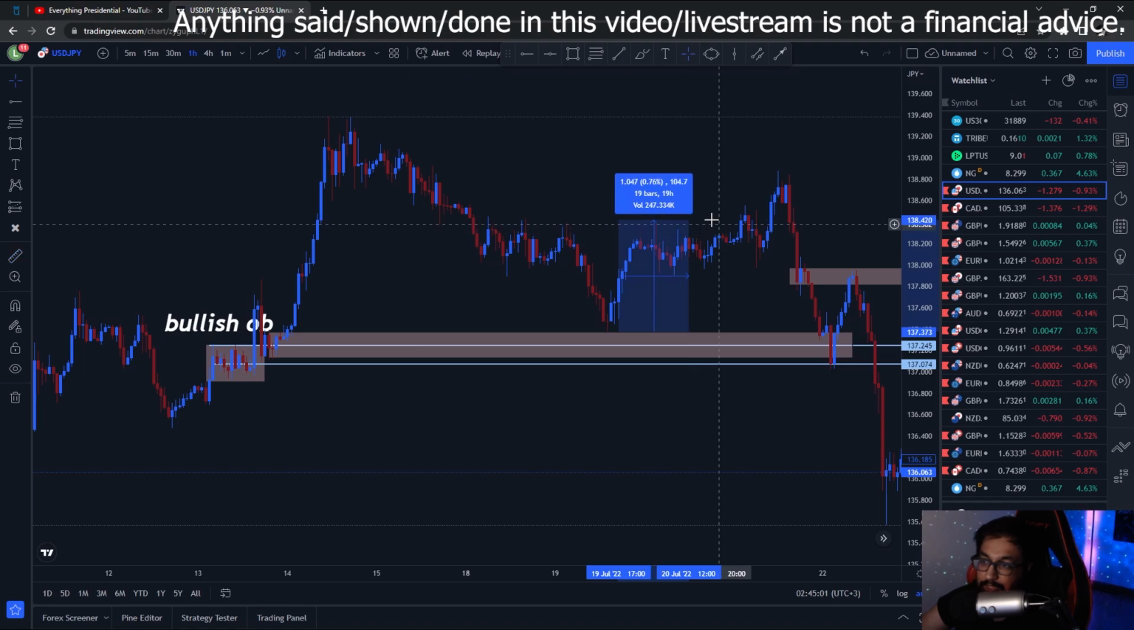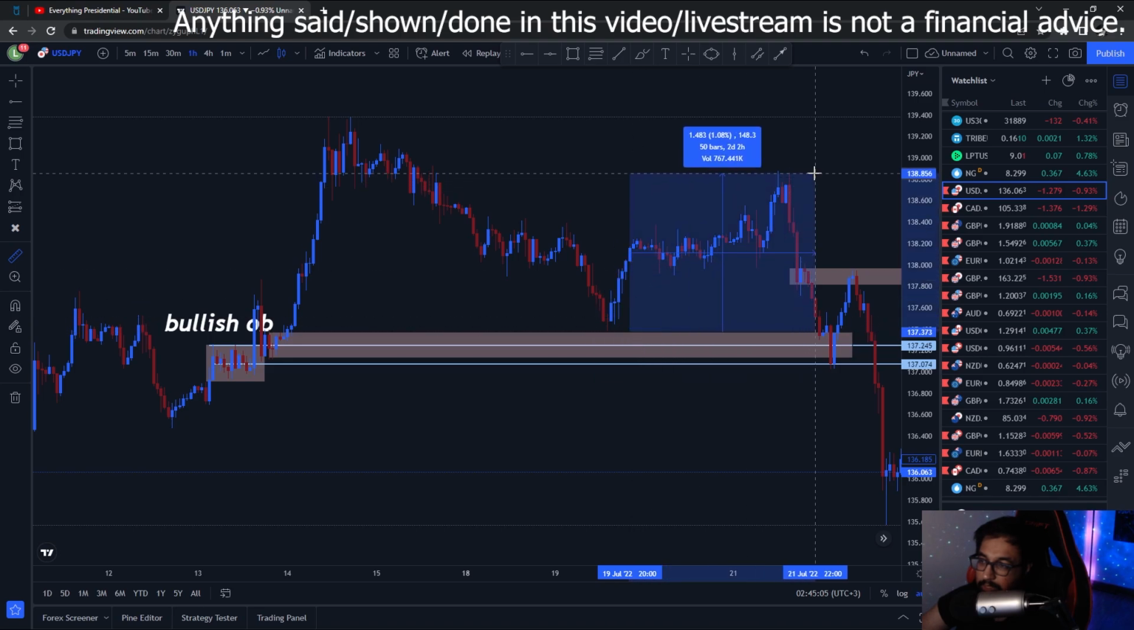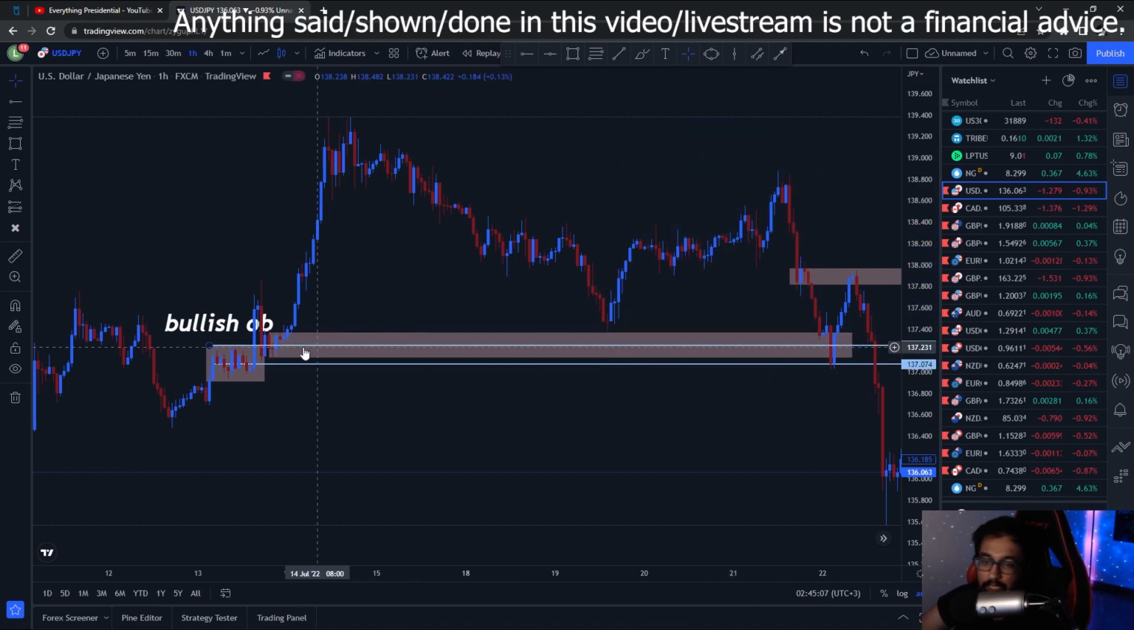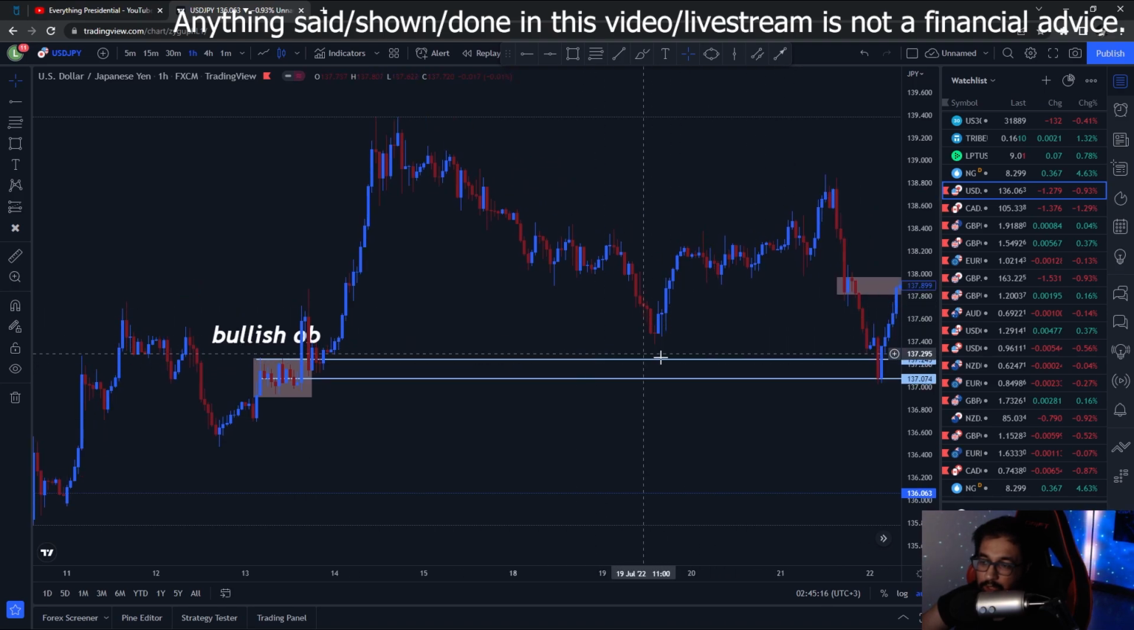This was quite a lot of pips, not a little bit. Damn, this was a really good trade. But when there's two order blocks like this, very close to each other, I will always go for the one which is closest to the liquidity, which in this case there's only one low over here. So if there were a couple of equal lows, I would have gone for this one.